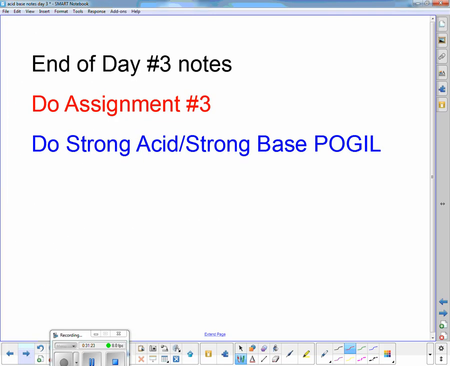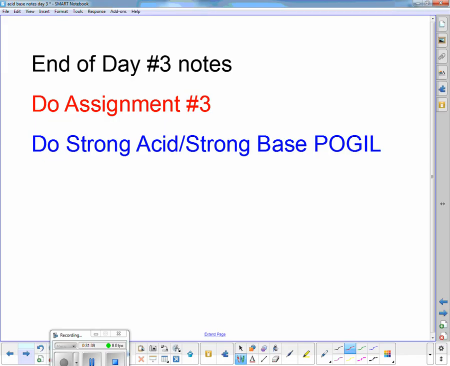Okay, so going forward, this is what we're going to do. We're talking a lot about strong acids and weak acids again. You picked up a salmon-colored or orange-colored POGL. I'd like you to get in your groups and work with your POGL. Do that first and then go to assignment 3.